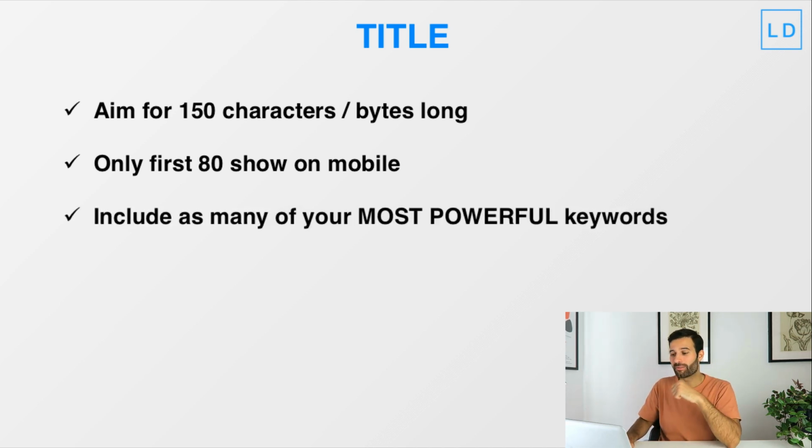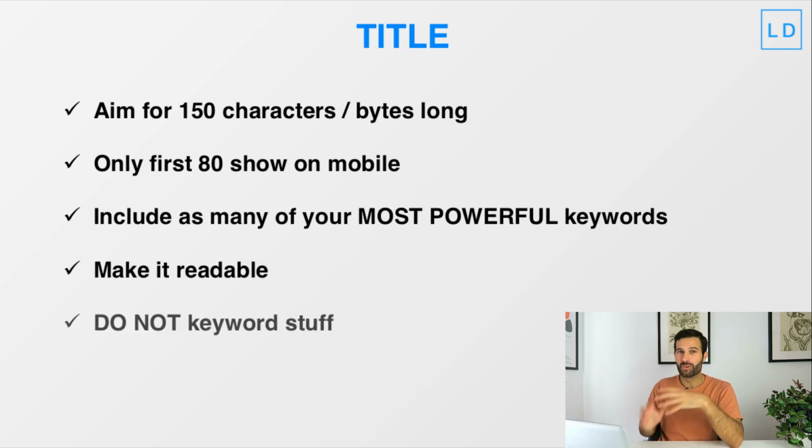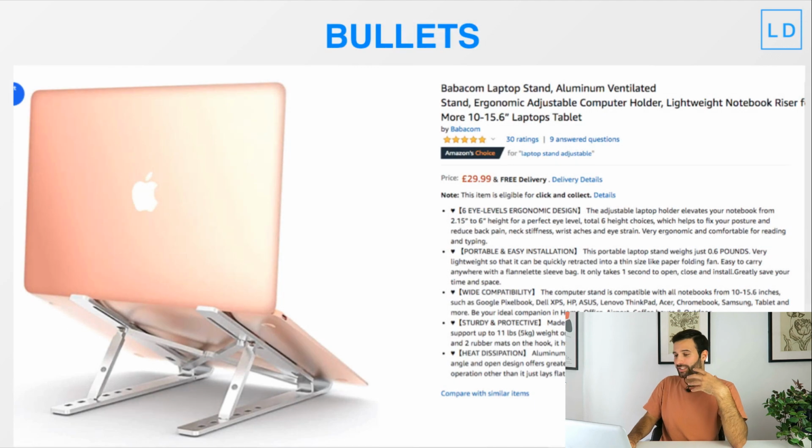Again, include as many of your most powerful keywords as possible in your title, make it readable, and do not keyword stuff. Remember, any keywords that you can't fit into your title, you can put into your bullets, you can then put into your description, and then even any that you can't fit in there, they can go into your back-end keyword list. So that's your title done.